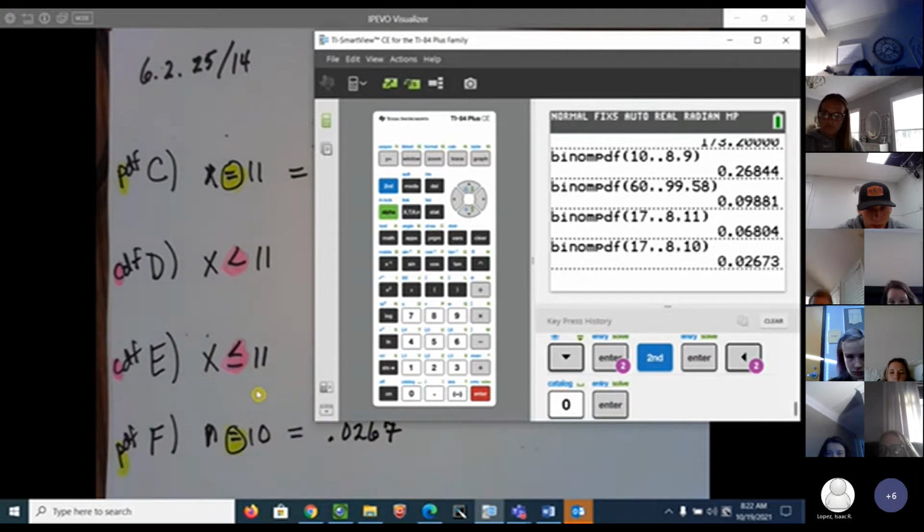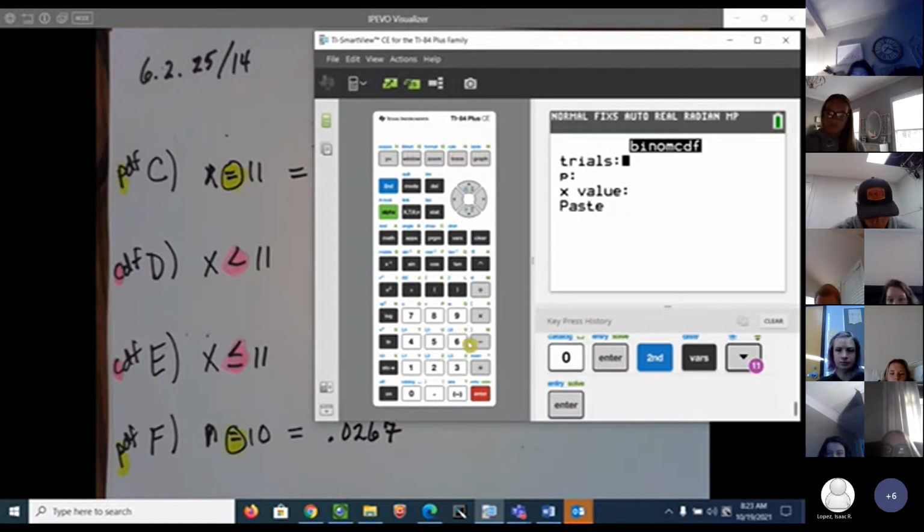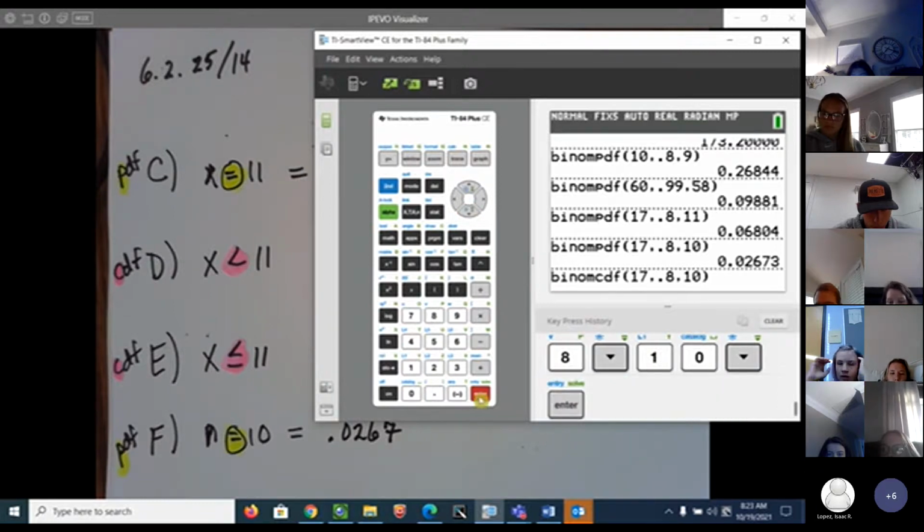Okay, now we're going to go to second vars and go to CDF for cumulative. And the same thing, 17, 0.8. And the X value for this one would be 10, because you can't include 11. It doesn't have an equal sign here, so that would be 10. And that is 0.0377.